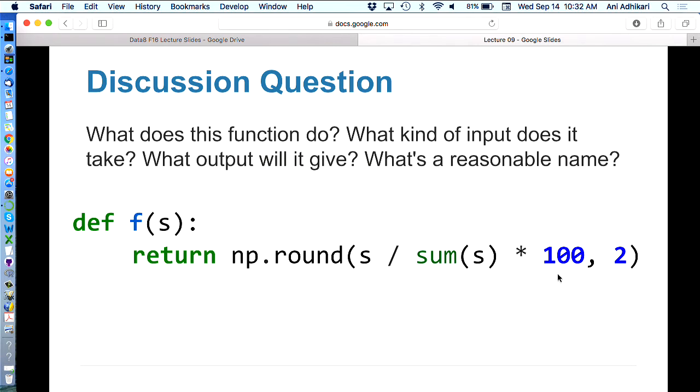What does the function do? It returns a percent of each. Okay, so I'm trying not to have a private conversation with you. Right, so raise your hand, please. Thank you. All right. So, yes, the function returns something, right?